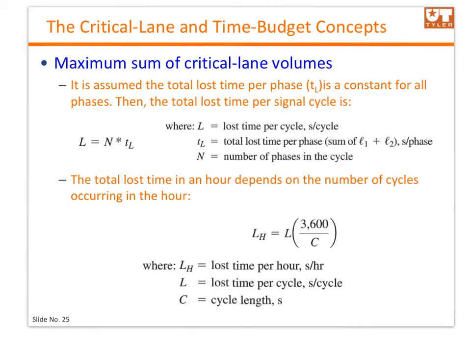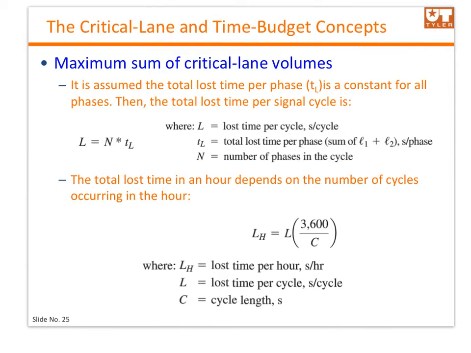It is assumed that the total lost time per phase, which is TL, is a constant for all phases. If we have that assumption, then the total lost time per signal cycle is capital L, equal to capital N times TL. What does that mean? It means the capital L, the total lost time per cycle, is equal to the number of phases in the cycle times the total lost time per phase. So the number of phases times the lost time per phase gives us the overall lost time per cycle. Now we can also define the lost time per hour.